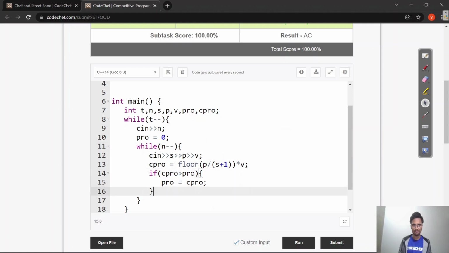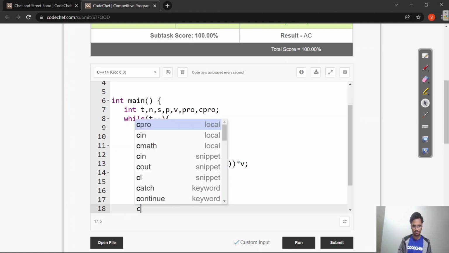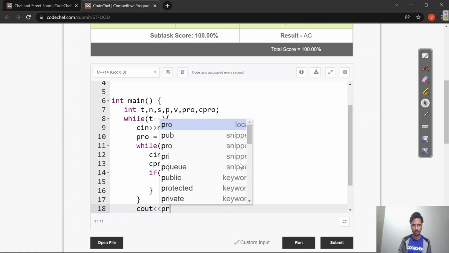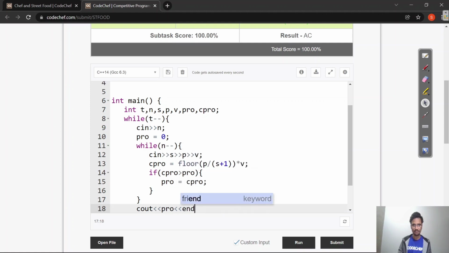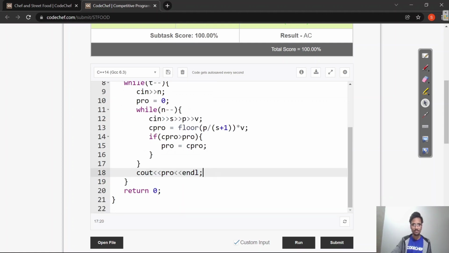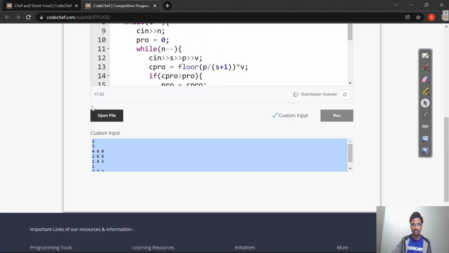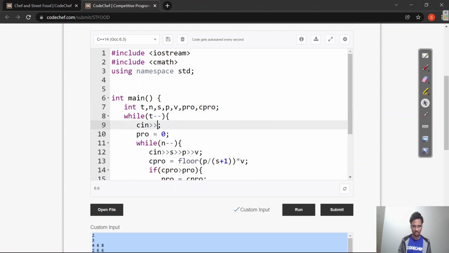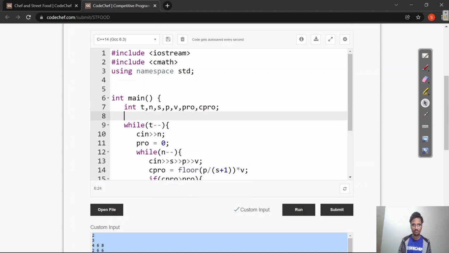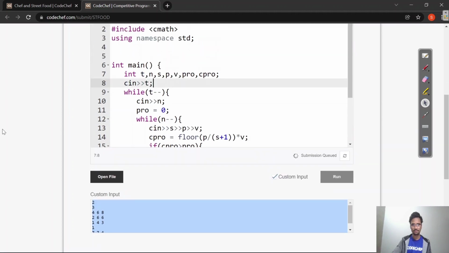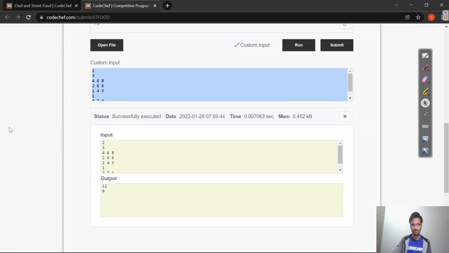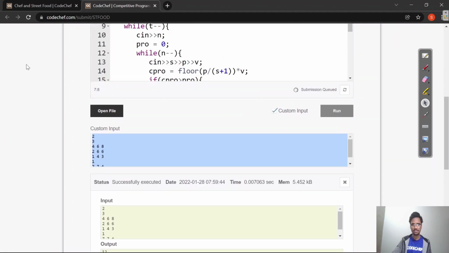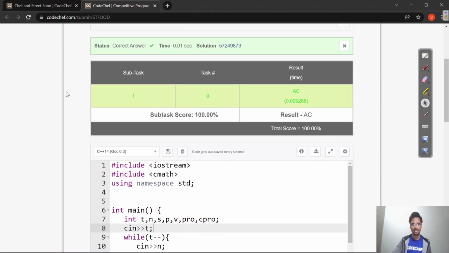Okay, now after this while loop, let's print this. So cout pro and then endl. So this is our C++ code. Now let's run this. Okay, this is n and this will be cin and then v. So you can see that 12 and 0. Now let's submit this code. Here you can see that our solution is submitted.